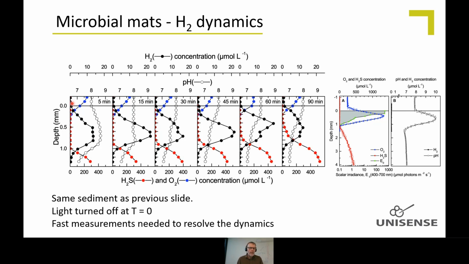There was no hydrogen present in light, but when light was turned off, then a peak of hydrogen developed here, here, here, and so on. And you can see after about 45 minutes, it's reached its maximum, and then it goes a bit down again.